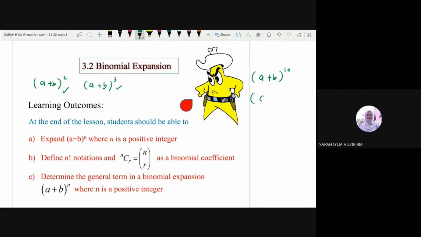Or let's say kalau kita ada A plus B to the power of 1/7 for example. Kuasa kita tu kuasa fraction. Macam mana kita nak expand? This thing yang kita akan cover dalam this subtopic binomial expansion. How to expand when it's involving positive integer, large positive integer, and then when it comes to negative power, and then when it comes to fraction power. Ada 3.